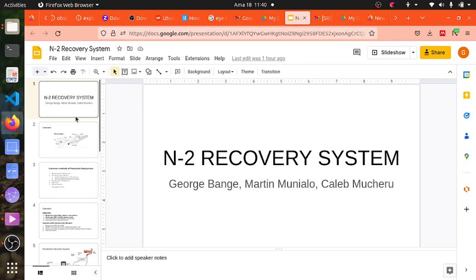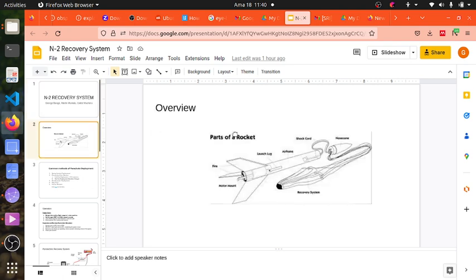Hello. So I'm going to take you through the N2 recovery system that we did last year to help you get going with the N3 recovery subsystem. So this is a rocket, and our subsystem goes right here next to the nose cone.